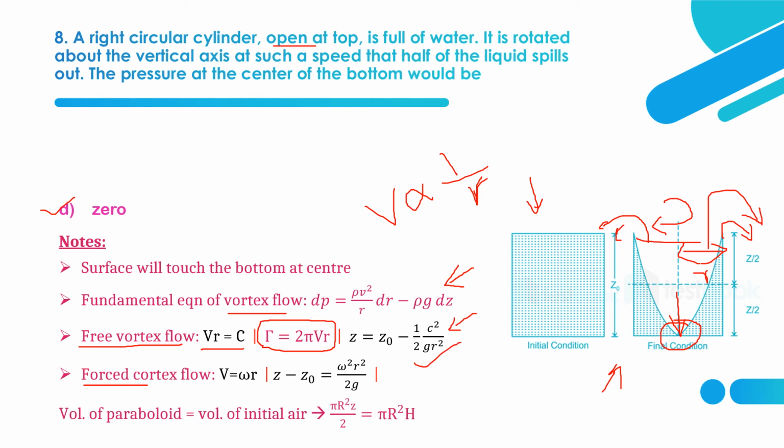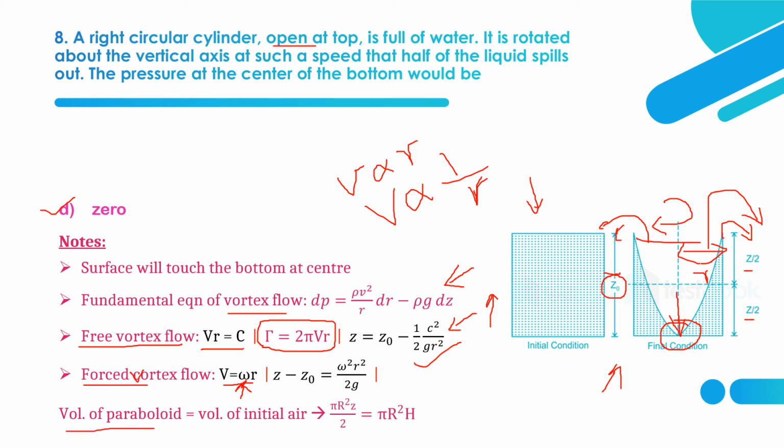And for forced vortex flow, there will be some speed, so angular velocity is given omega. So V is equal to omega r. Here you can notice velocity is directly proportional to the radius of rotation. And z minus z naught, z and z naught are related to heights. This is the z naught you can see here, and z are related to heights. Z minus z naught is equal to v square by 2g. V is nothing but omega r, so omega square r square by 2g.